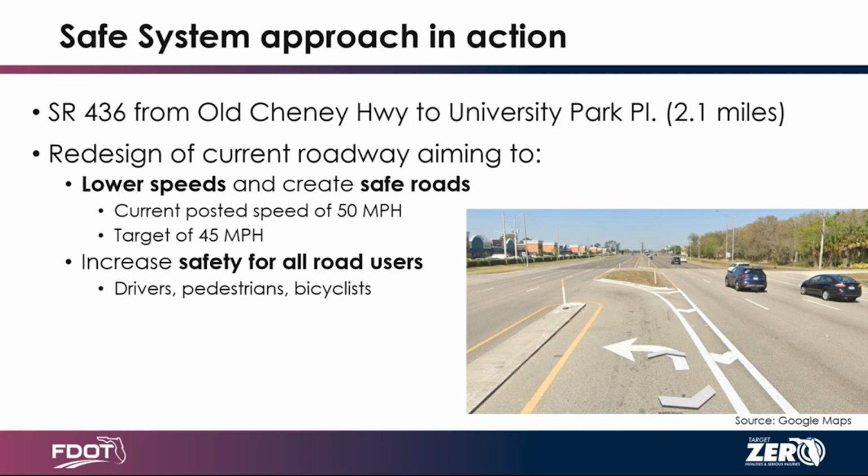So the redesign of the road was looking to lower speeds and create safe roads. It had a speed of 50 miles per hour at the time of the project. The target speed was determined to be 45 miles per hour for this context, and wanted to increase the safety of all road users. This is a heavily traveled road, a lot of ADT, but also really high transit use. So you have a lot of pedestrians and bicyclists walking and riding and using transit along this road.